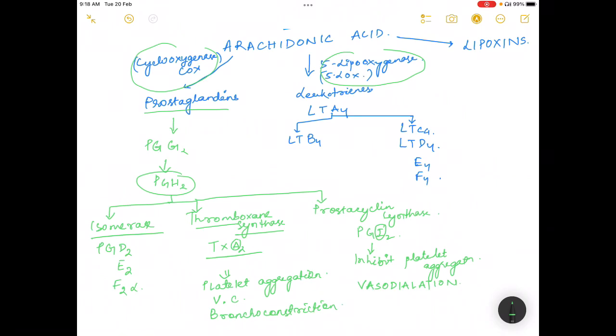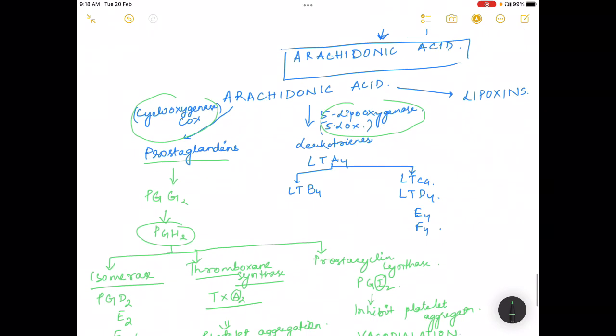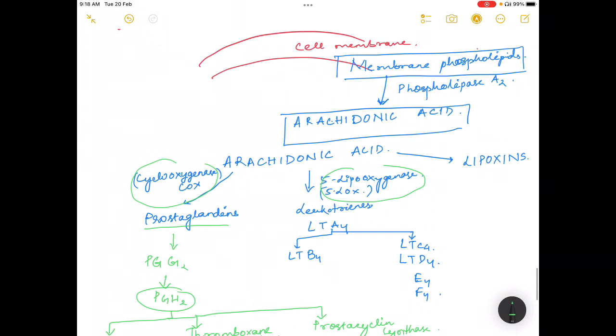So clear about all this? Basically, from membrane phospholipids all your prostaglandins are synthesized. What happens? When the membrane phospholipids are acted upon by phospholipase A2, arachidonic acid is formed. Now this arachidonic acid has two pathways. Either it can go in the cyclooxygenase pathway or it can go in the lipooxygenase pathway. In the cyclooxygenase pathway, there is formation of prostaglandins. In the lipooxygenase pathway, there is formation of leukotrienes.